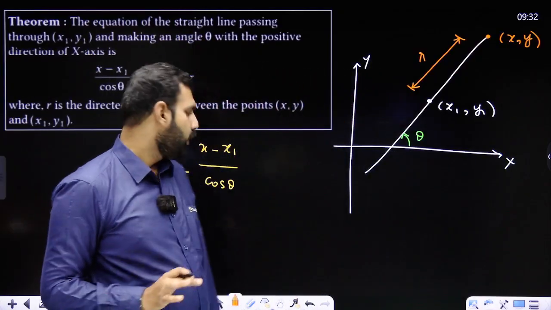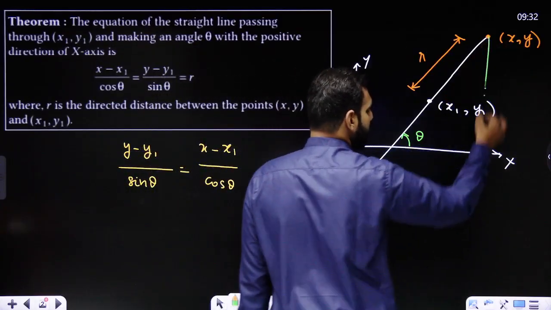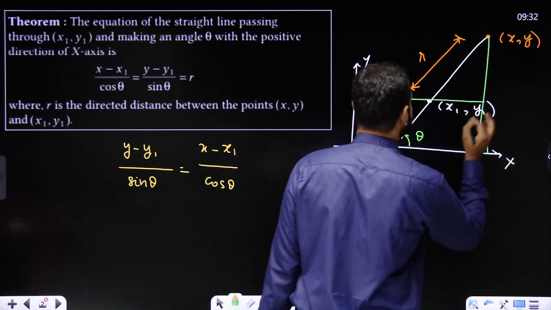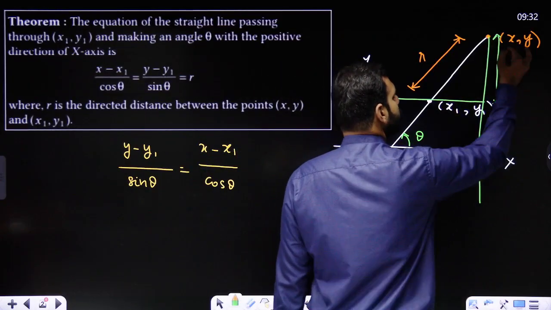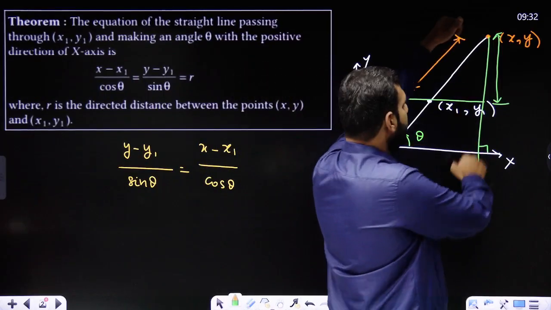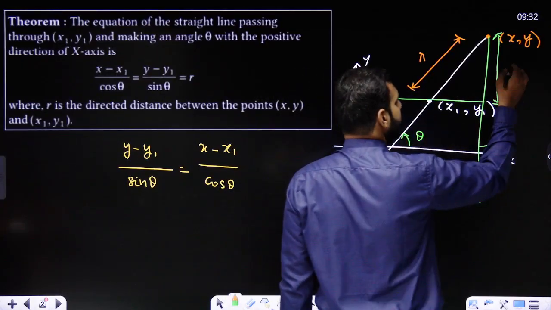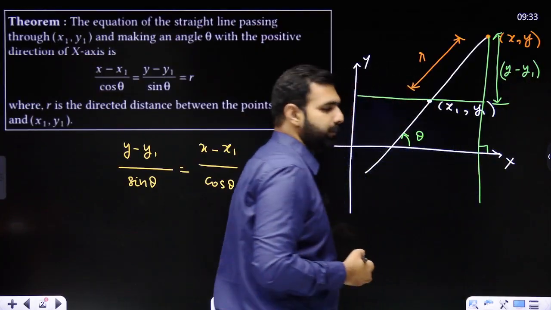Now, we all know this very clearly, students, that if I draw a perpendicular from here on the x-axis and if I draw a line parallel to the x-axis like this, so I need not tell you that this distance is going to be y minus y1, because this entire distance over here is y, and this distance over here is y1 because this point's y coordinate is y1, right? So this distance over here is going to be y minus y1.